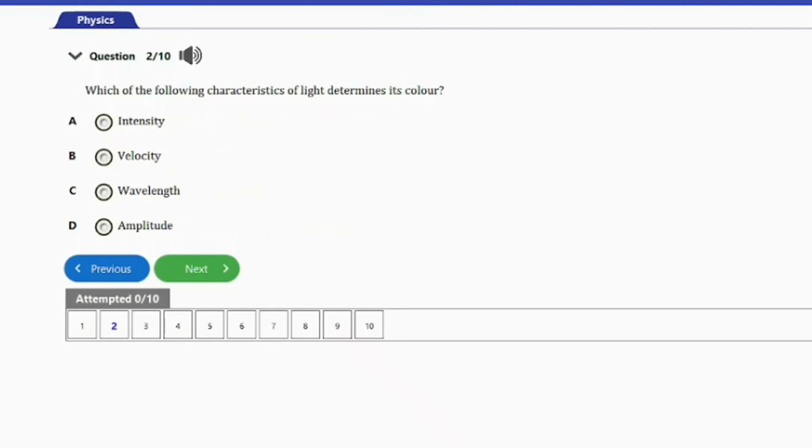So that's question number 2 here. It says, which of the following characteristics of light determines its color? We have A. Intensity, B. Velocity, C. Wavelength, D. Amplitude. So guys, the answer to this question is option C, and that's the wavelength. So the wavelength of light determines its color. And that's it for this question. Let's go ahead and consider the next question, guys.